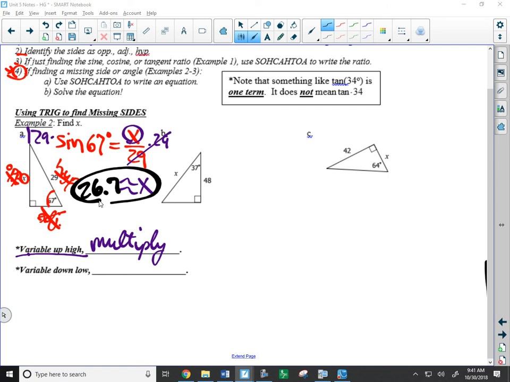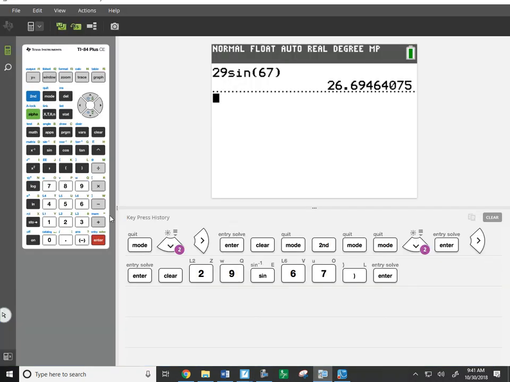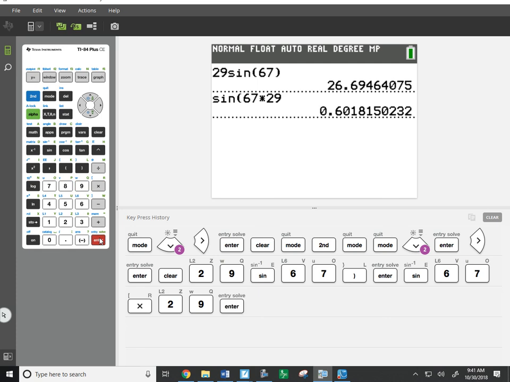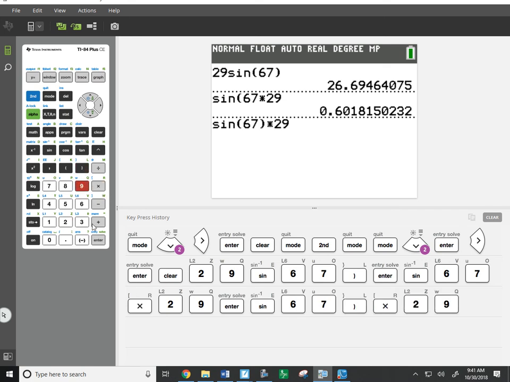So variable on top, multiply. Now, you have to be pretty careful with this. Did anybody do sine 67 times 29? Did anybody do it that way? It works, but you have to close the parenthesis. Because if I just do times 29 and I didn't close the parenthesis, your calculator is doing 67 times 29 first. So be careful. I will have students miss a problem because they don't close a parenthesis. So you can do it this way, but you must close that parenthesis.